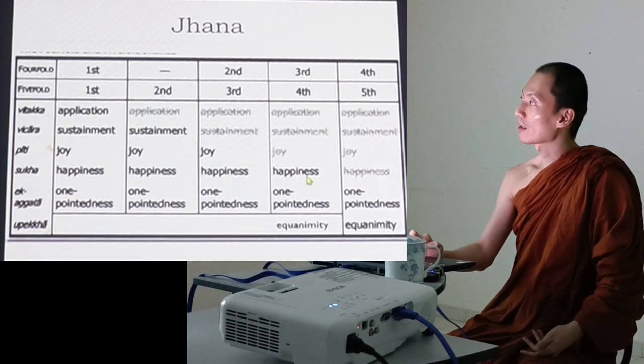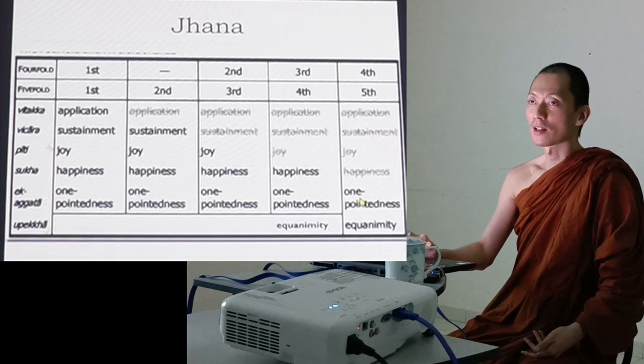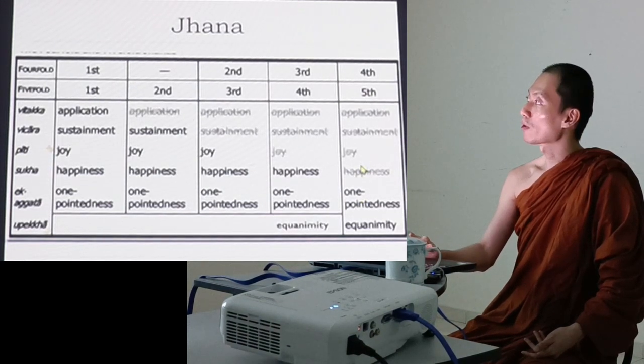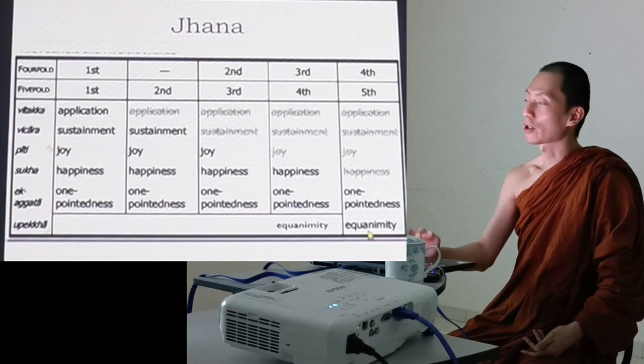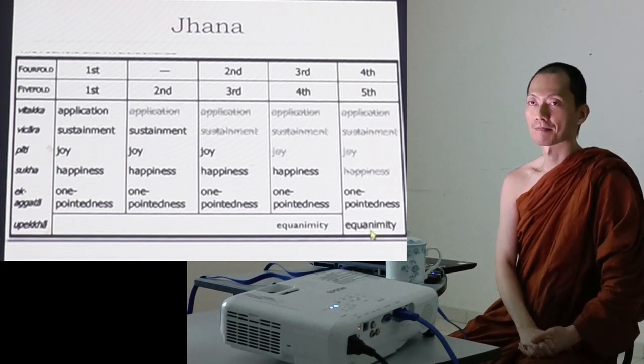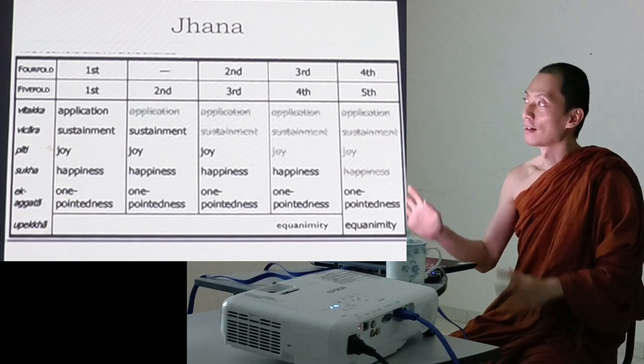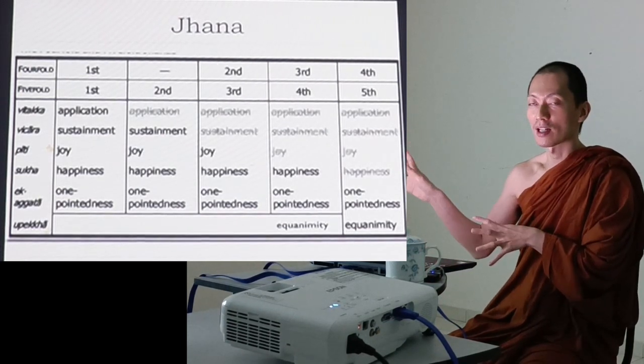Once the mind calms down, they release the mind. Then they have the fourth level. No more joy, no more happiness, and you have this emotion called equanimity. So these are the introduction to the 4 jhanas.